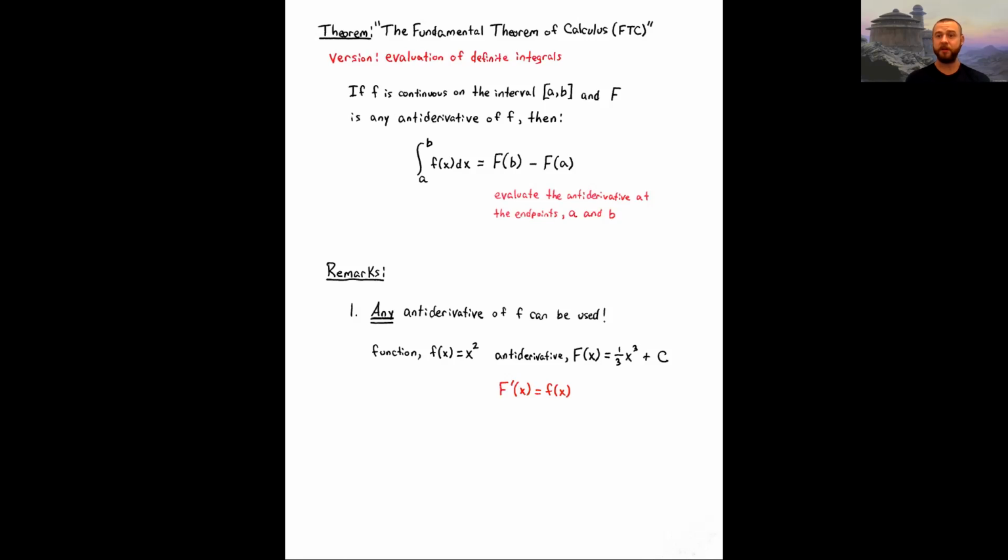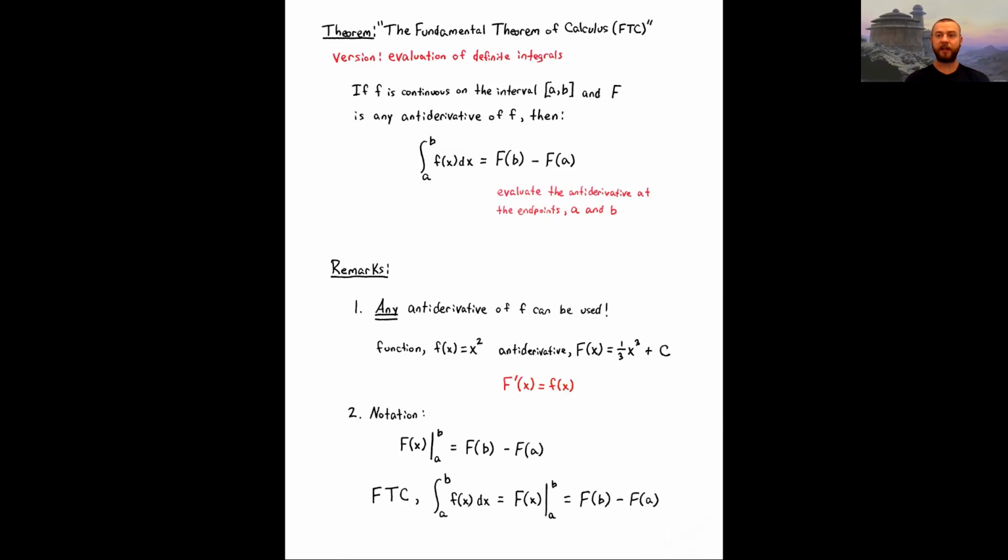We could have c equals 1, c equals 2, c could be any real number, and that would give you a different antiderivative. So we can use any of those antiderivatives to implement the fundamental theorem of calculus. We'll look at that in detail in an example in a moment.